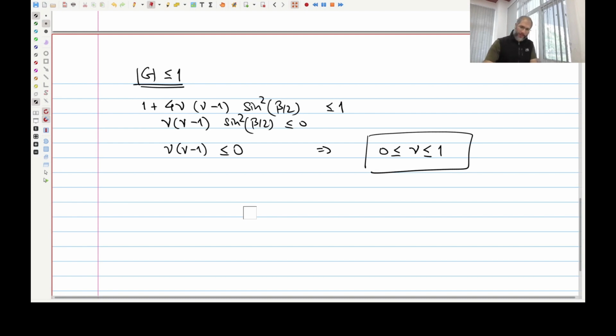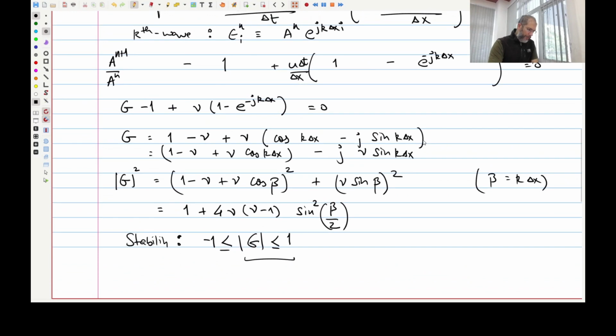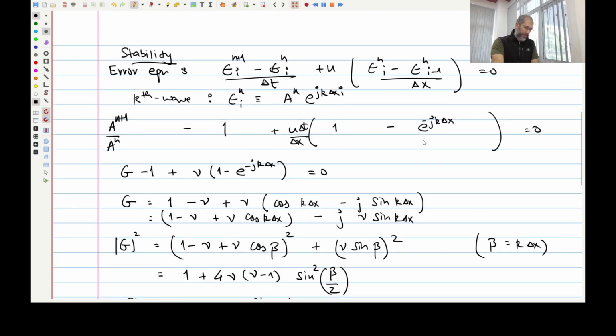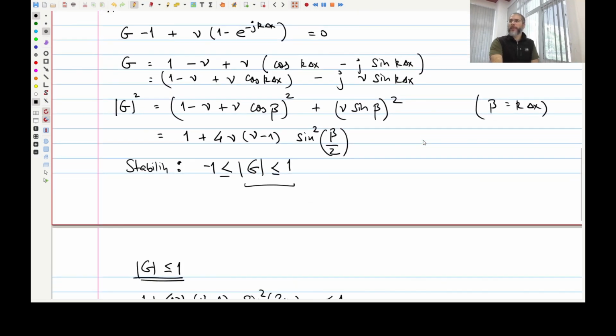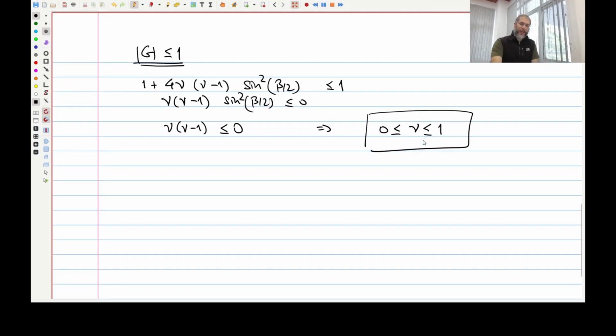In this case, how do we define nu? Nu was given as u times delta t by delta x, right? So in this case, u was positive, so that's the reason it is, but u could be negative also, right? So in this case, the stability criteria is that nu has to be between 0 and 1.